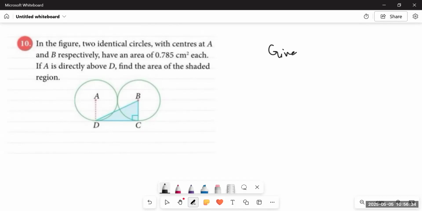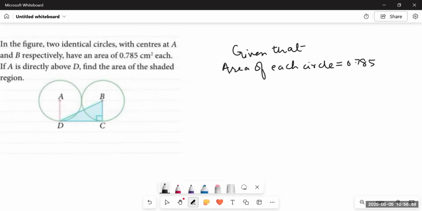You will write, given that area of each circle equals 0.785 centimeters squared. Now in these situations, you have to use the linear equations. The area of a circle is equal to pi r squared, right? So we can write it as pi r squared is equal to A. Why? Because we have to find the r, so we will make r the subject. And then in place of A, we are going to substitute 0.785.